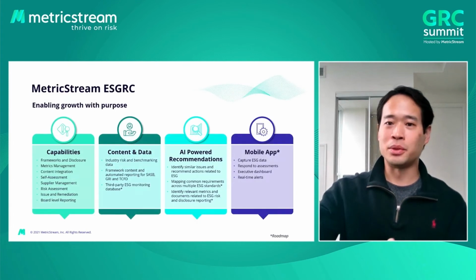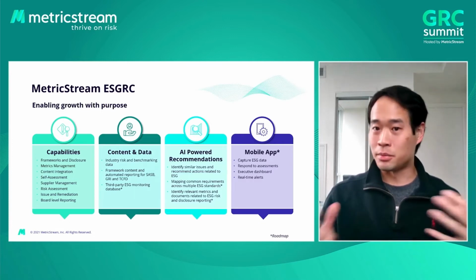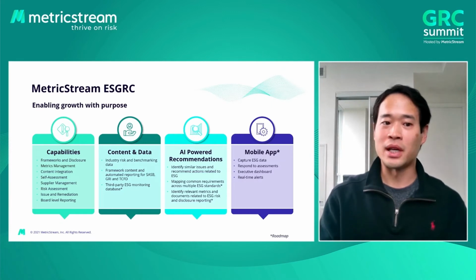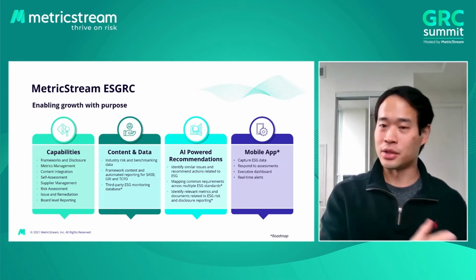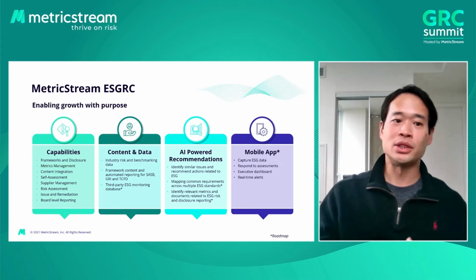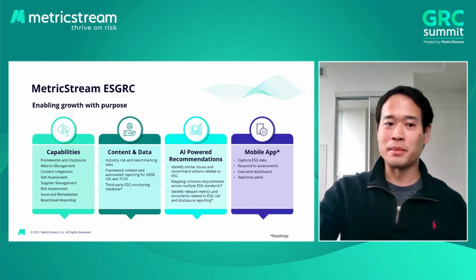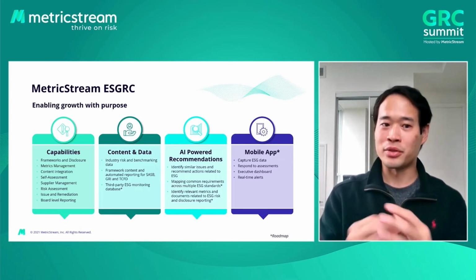Okay, so we'll quickly cover some of the capabilities. These are the four major pillars. Capabilities typically include a lot of things you might have seen in the past already, in terms of having the right frameworks and disclosure reporting, SASB, GRI, and metrics management. Metrics, as you might guess from the name MetricStream.